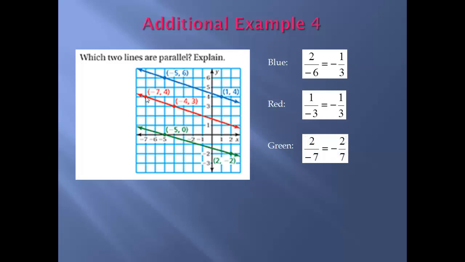For the green line, we have up 1, 2, so that'd be our rise, and our run would be 1, 2, 3, 4, 5, 6, 7. So it'd be negative 2 over 7, or negative 2/7. Now we need to look and see which slopes are equal or the same, and that will tell us which lines are parallel. The blue and the red lines have the same slope, therefore they are parallel.